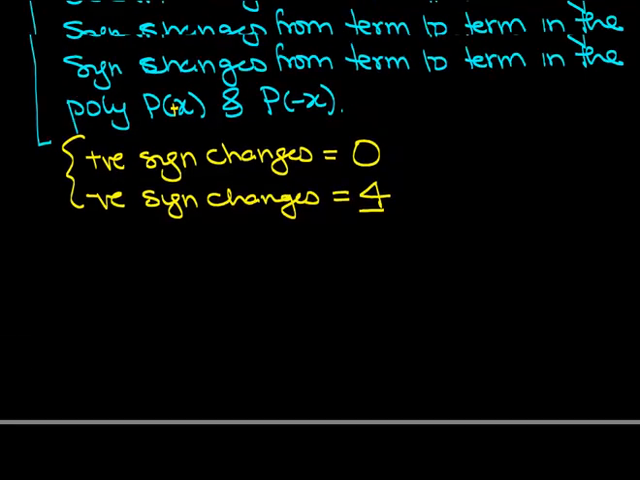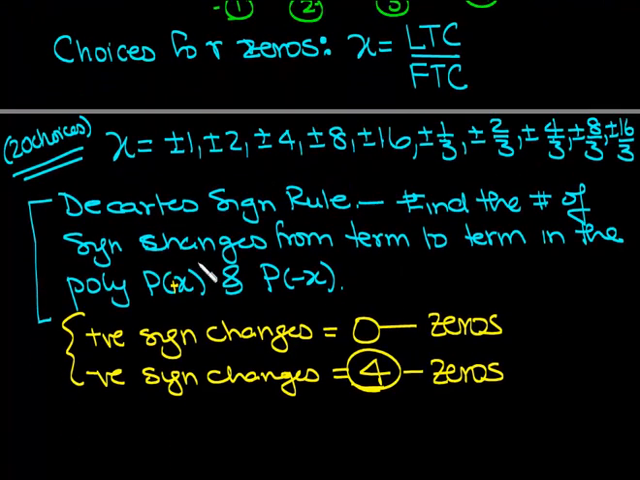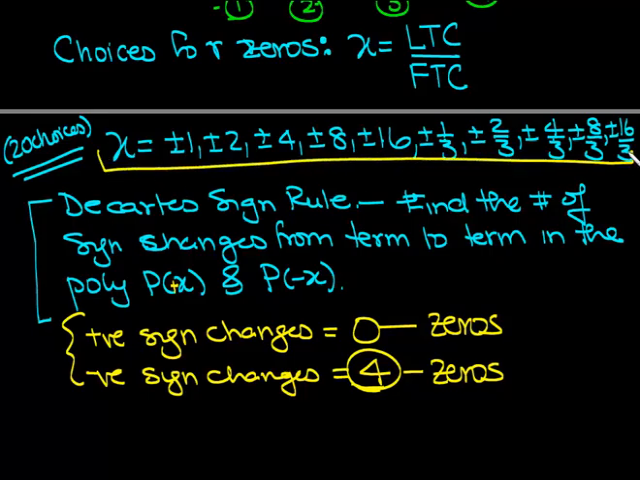So we know this, that I have negative sign changes. That tells me these are my negative zeros, and these are my positive zeros. So do I have any positive zeros? No. According to Descartes' sign rule, I have no positive zeros. So out of these choices that I had, 20 of them, I can get rid of 10 of them right away. I can get rid of all the positive ones because I know that my zeros are going to be negative.